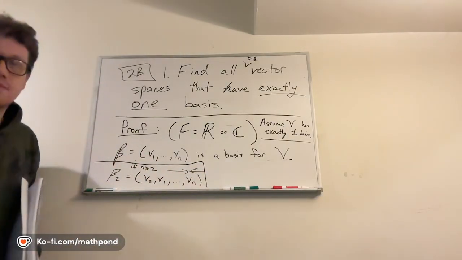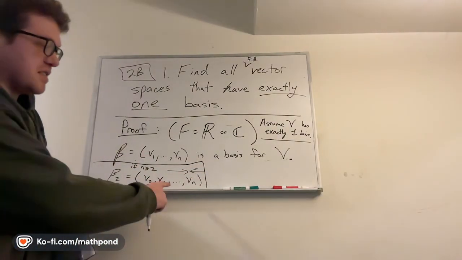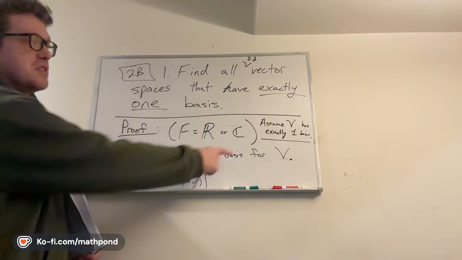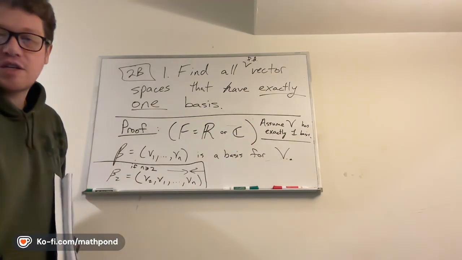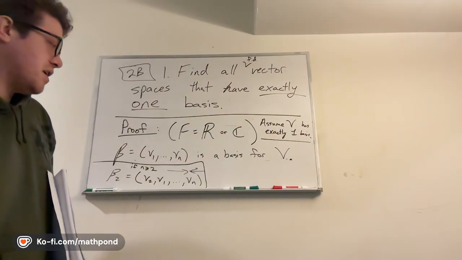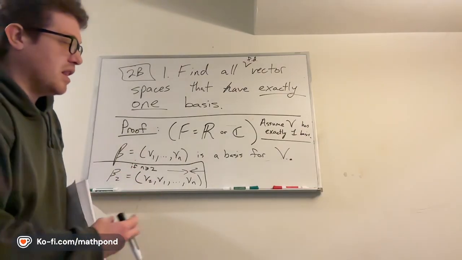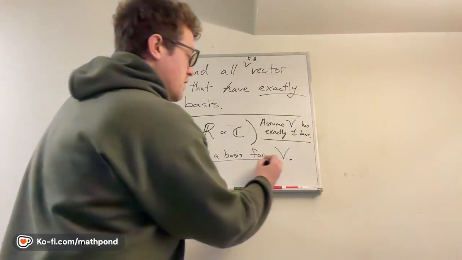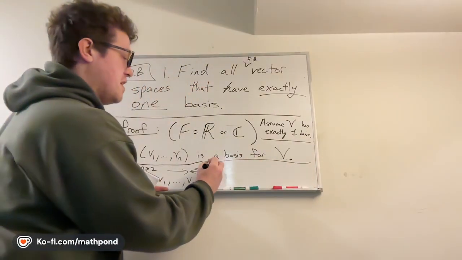So if n is greater than or equal to 2, that's basically a contradiction, right? That can't possibly happen, because then we would get a second basis that's not equal to the first basis. That contradicts our assumption. Therefore, there's only one possibility, right? n has to be less than or equal to 1. So we have two cases. What happens if n is equal to 1?